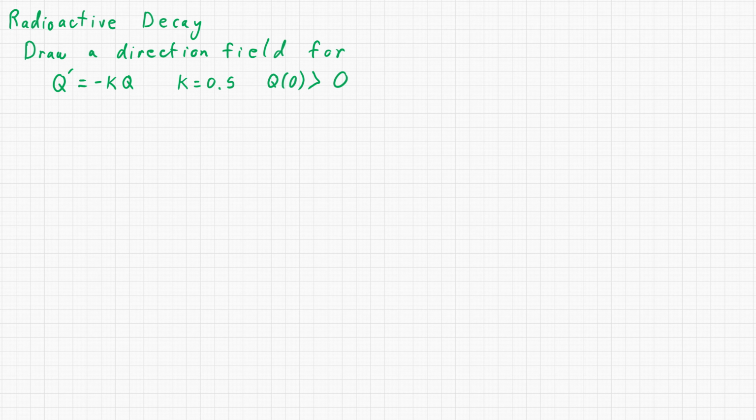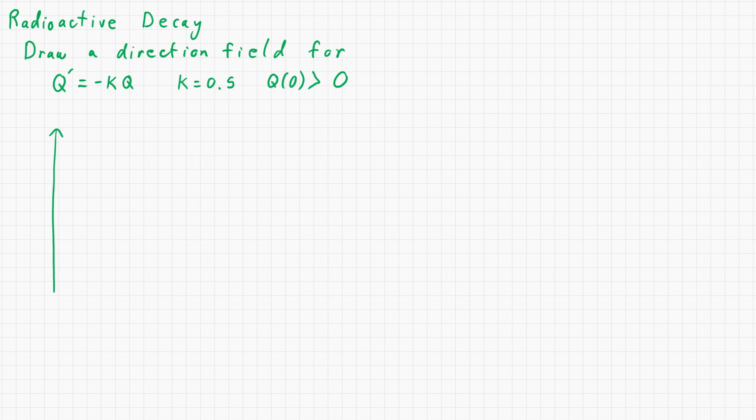For this example, we will have radioactive decay. We want to draw a direction field for radioactive decay, so Q prime equals negative K times Q. Here K is equal to 0.5, and we're assuming that Q at time t equals 0 is greater than 0, meaning there's some positive quantity of radioactive substance when you start your experiment at t equals 0. Alright, so let's go ahead and do that.